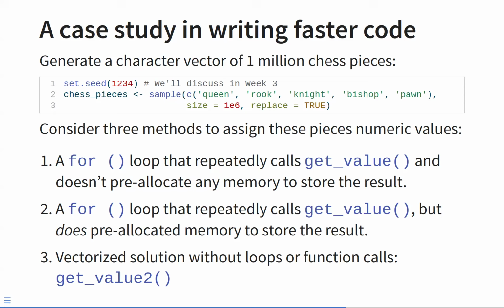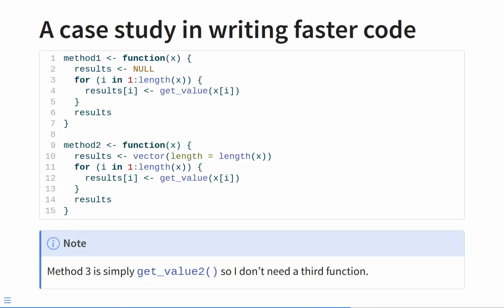The first option is a for loop that repeatedly calls the function getValue, and it doesn't pre-allocate any memory to store the result. So this is the worst solution. It's going to be the slowest, and I don't recommend it. The second is a for loop that repeatedly calls that getValue function, but does pre-allocate memory to store the result. And the third is a fully vectorized solution that doesn't use loops or function calls. We've actually already written that solution. It's called getValue2. So let's take a look at how these 3 different options perform in practice.